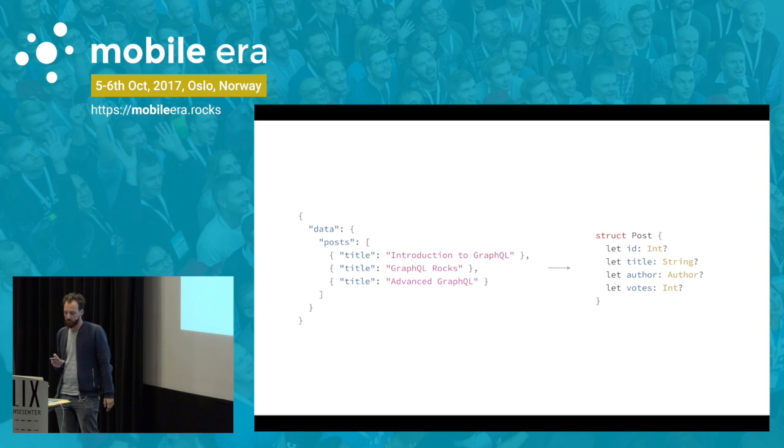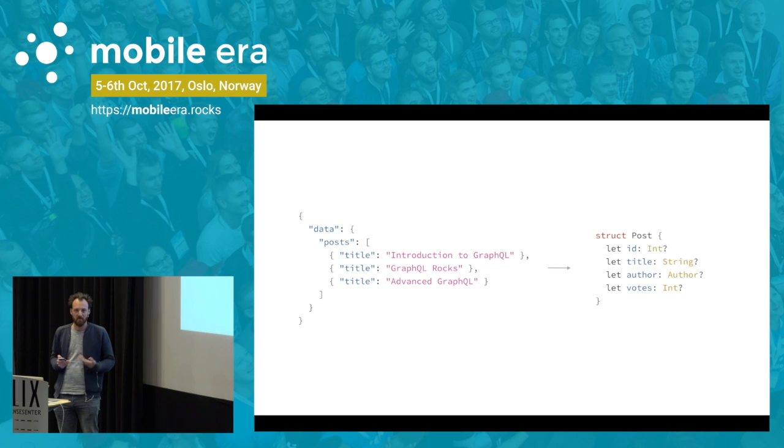So in most cases, you want to translate the data you get back into types in the programming language. In the case of Swift, it often makes sense to use structs for that. So instead of your untyped dictionaries, you want to get back post instances. And writing this by hand is a lot of work.